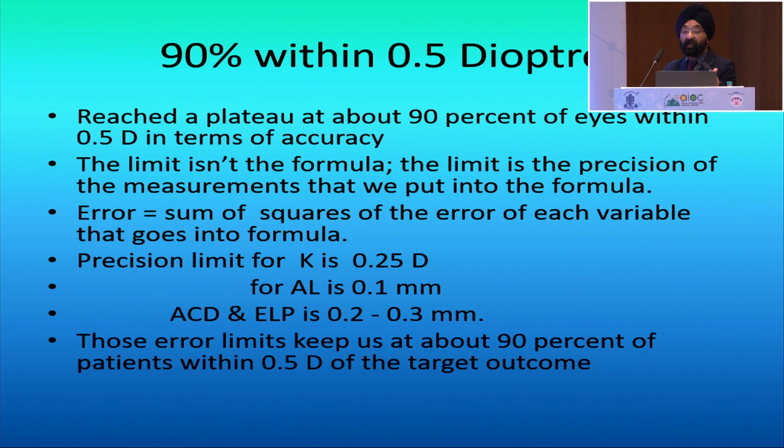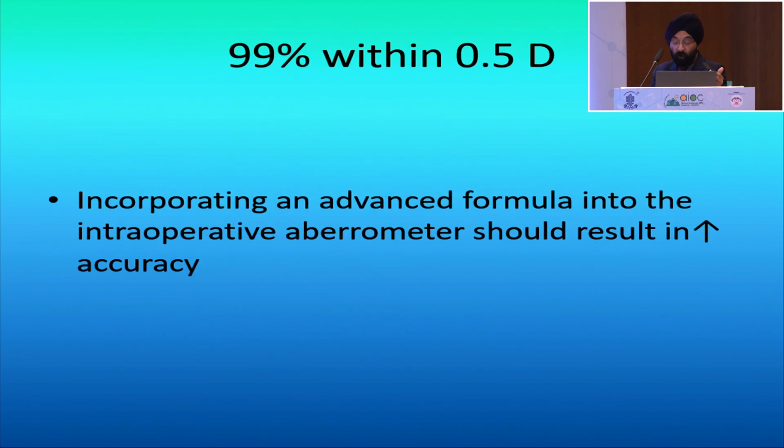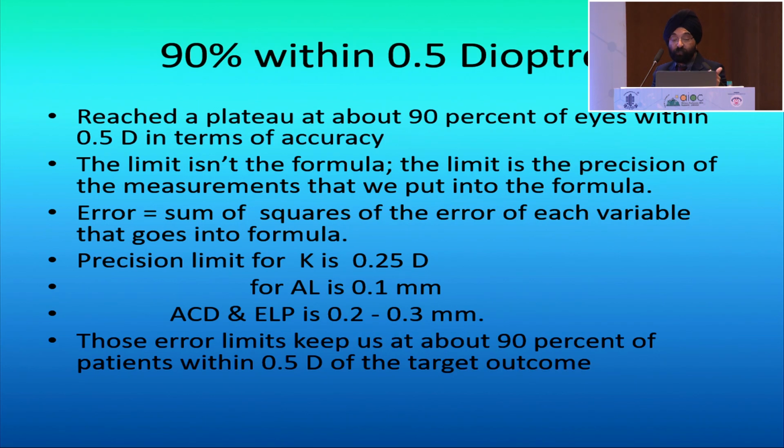Now we are stuck at 90% accuracy within 0.5 diopter. We are not able to achieve accuracy more than this. Why? The limit is not the formula anymore. The limit is the least count. The precision limit for least count for keratometry is 0.25 diopter, and for axial length is 0.1 diopter.